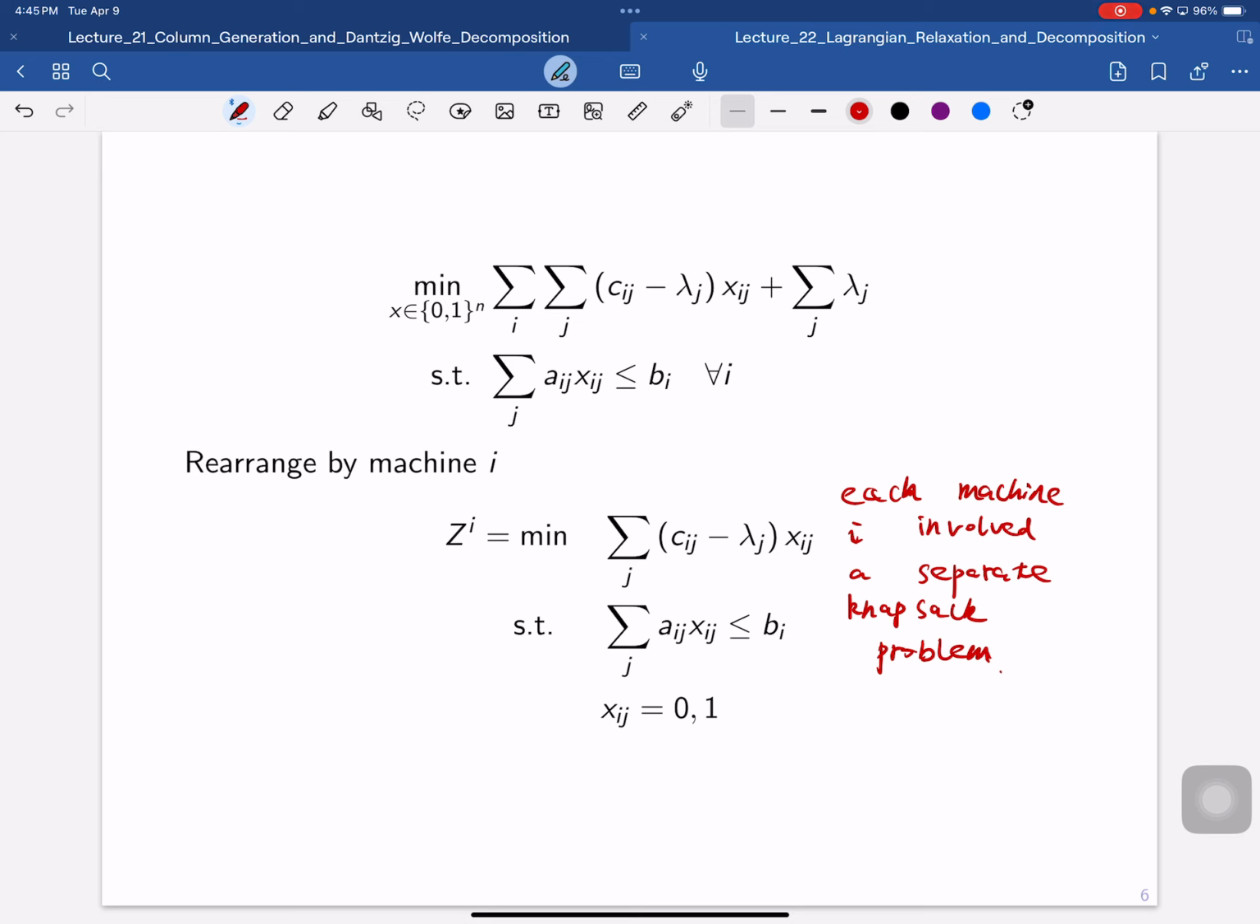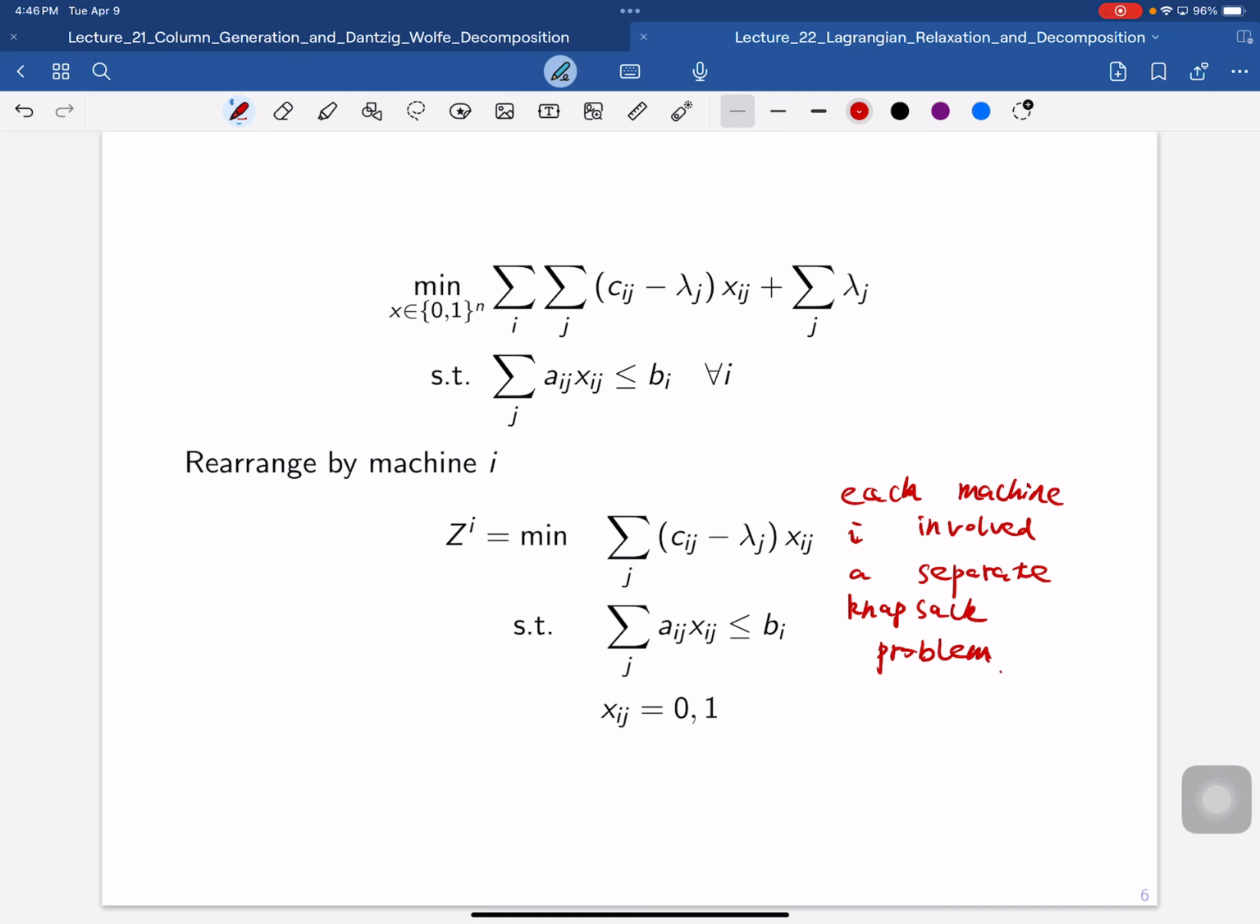Any questions regarding this application here? Okay. So far we just want to give you some intuition why we want to use Lagrangian relaxation.